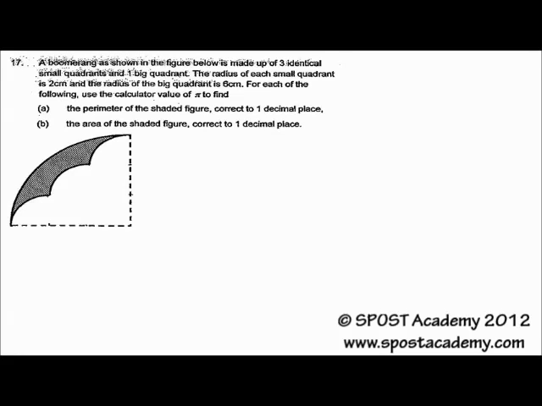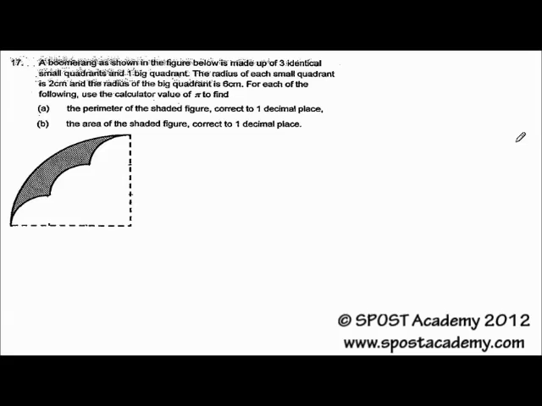A boomerang, as shown in the figure below, is made out of 3 identical small quadrants and 1 big quadrant. The radius of each small quadrant is 2 cm and the radius of the big quadrant is 6 cm. For each of the following, use the calculated value of pi to find the perimeter of the shaded figure, correct to 1 decimal place. The area of the shaded figure, correct to 1 decimal place.